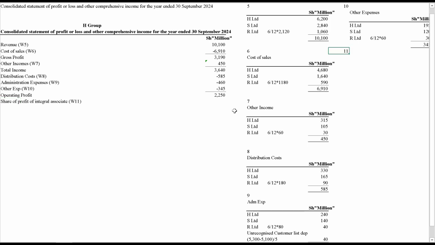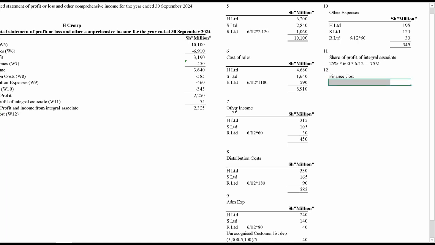So then we have now to calculate the share of profit of integral associate. We have been told that for the 6 month it was an associate, R. So the share of profit of integral associate is 25% times the 600, which was the profit for the year for R, times the 6 over 12. So we add that 75. So the total profit was that of the income from the integral associate. You get 23.25.